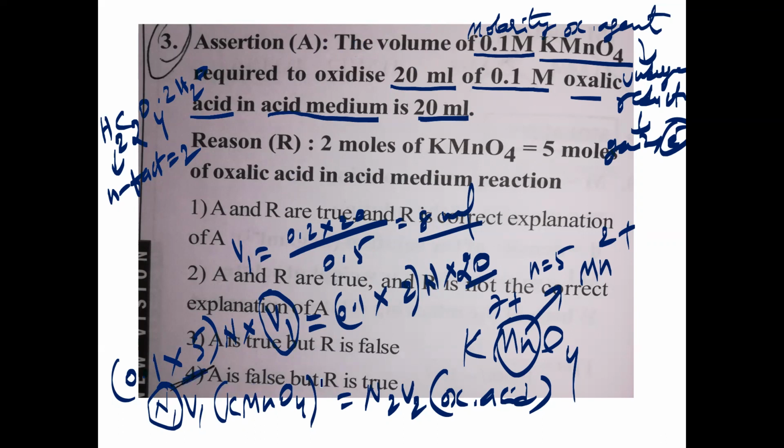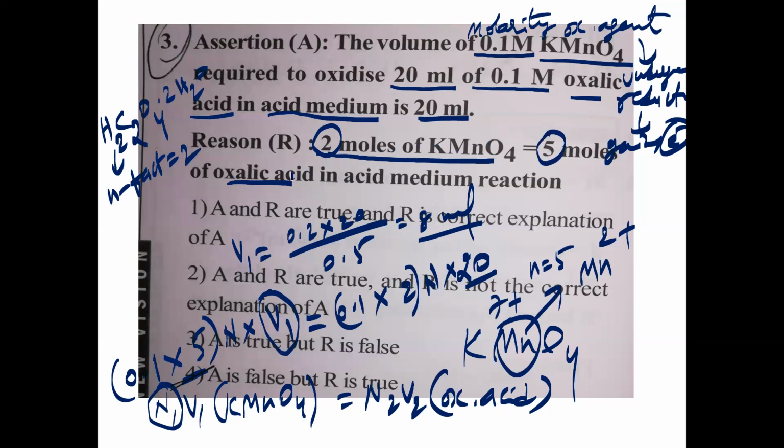Assertion is false, but what about R, the reason? The reason given is: 2 moles of KMnO4 is equal to 5 moles of oxalic acid in acidic medium reaction. That means 2 moles of KMnO4 will be required to completely neutralize 5 moles of oxalic acid. Means 2 moles of KMnO4 will completely react with 5 moles of oxalic acid. So here 2 is the N factor of oxalic acid. Here 5 is the N factor of KMnO4.